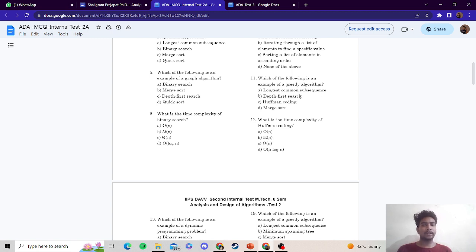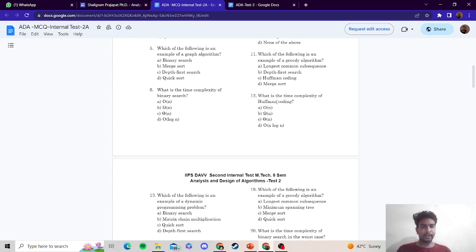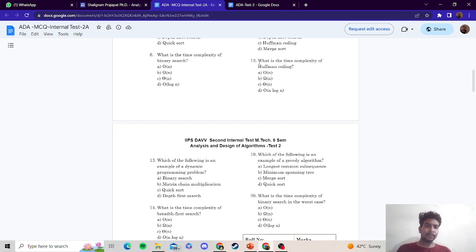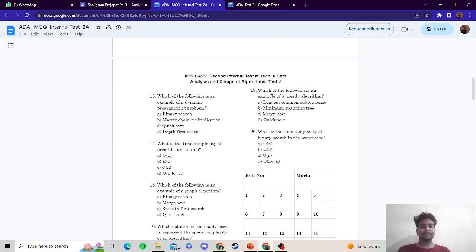Question number 11, which of the following is an example of greedy algorithm? Longest common subsequence, depth first search, Huffman coding, and merge sort. So Huffman coding is an example of greedy algorithm. Now question number 12, what is the time complexity of Huffman coding? So the time complexity of Huffman coding is order of n log n.